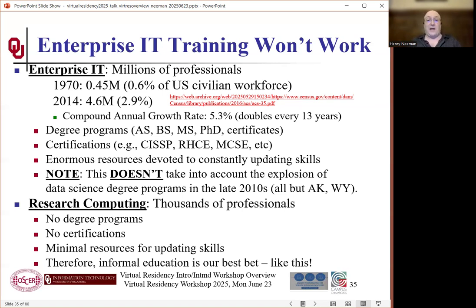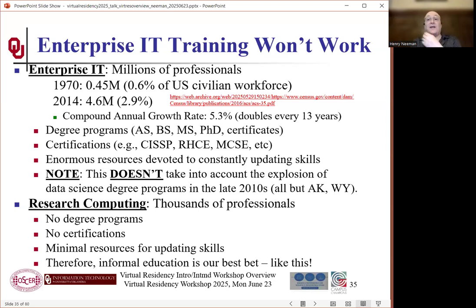The last time I checked, and it's possible it's changed more recently, the only two states that did not have a data science degree program were Alaska and Wyoming. That may be different for one or the other or both of them by now.